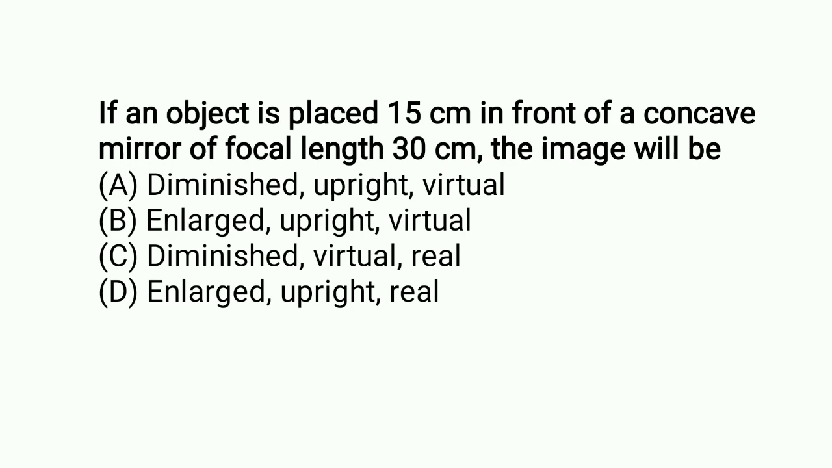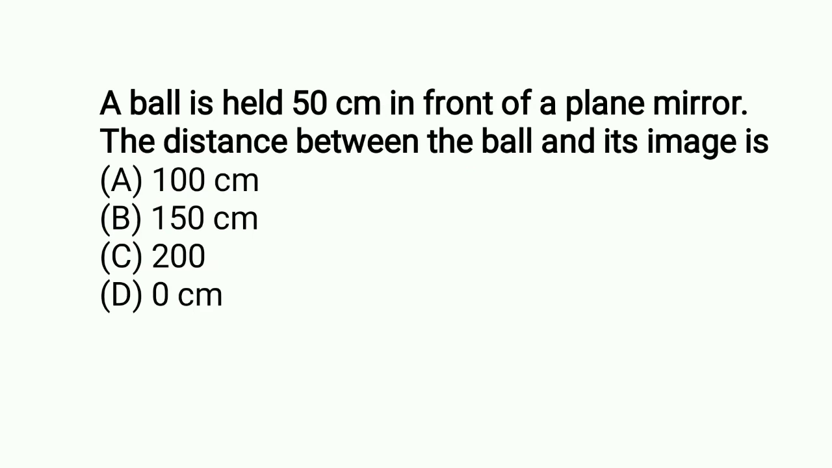Next question. If an object is placed 15 centimeter in front of a concave mirror of focal length 30 centimeter, then the image is, so here the focal length is 30 centimeter and the object is placed at 15 centimeter, which means that the image is enlarged, upright and virtual. So option B is the correct answer.